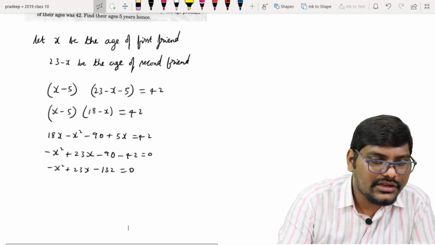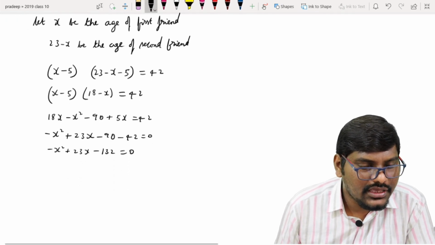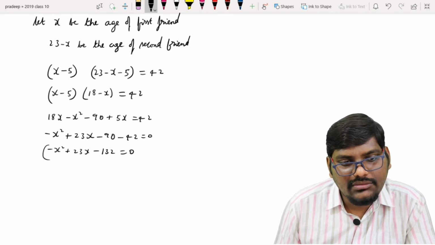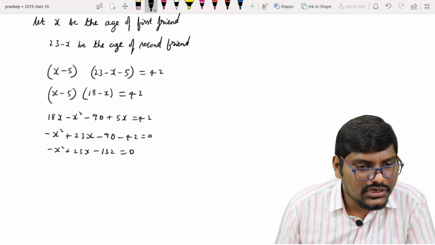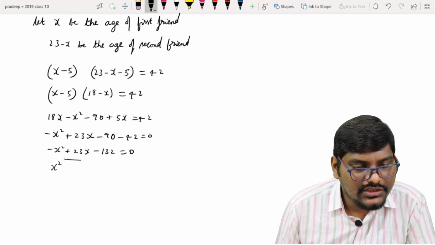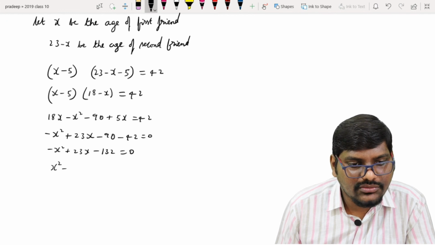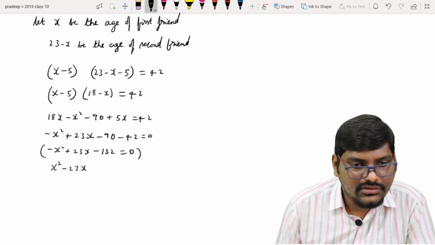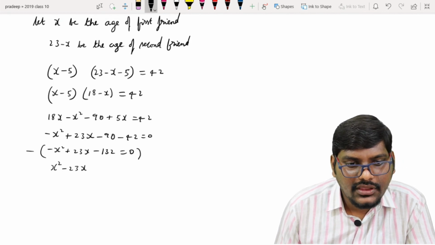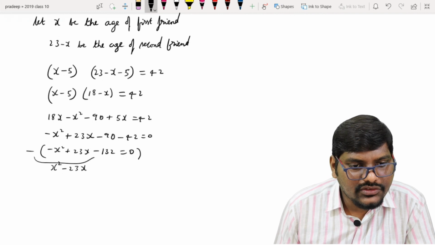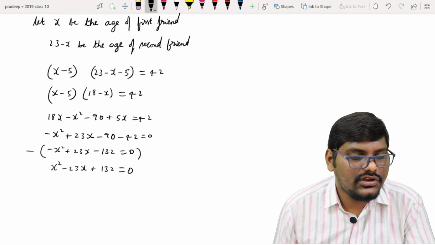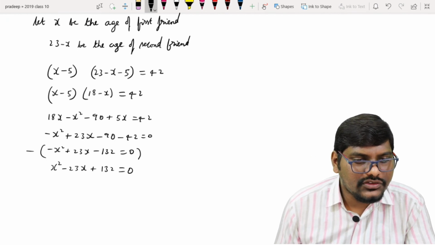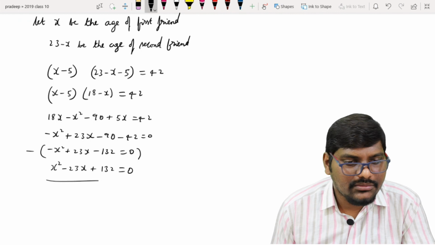So actually here I can take minus common, or we can even multiply the whole equation with minus, we'll be getting the same answer. So when I do that, I'll be getting this as x square, and here plus into minus, so this is minus 23x. Then minus into minus, that was plus 132 equal to 0 into minus, again that was 0 only, so there is no change. So all the signs were completely changed.